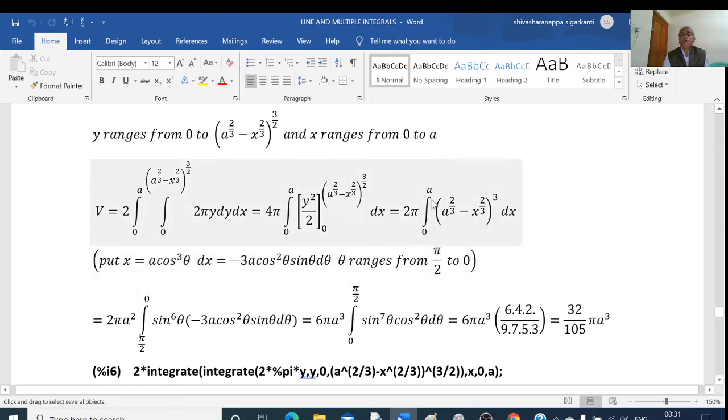And when x equals a, a by a equals 1, that is cos cube theta equals 1, cos theta equals 1, therefore theta equals 0. So theta ranges from pi by 2 to 0. So this is our 2 pi, and here I am substituting for this x here, a into cos cube theta.